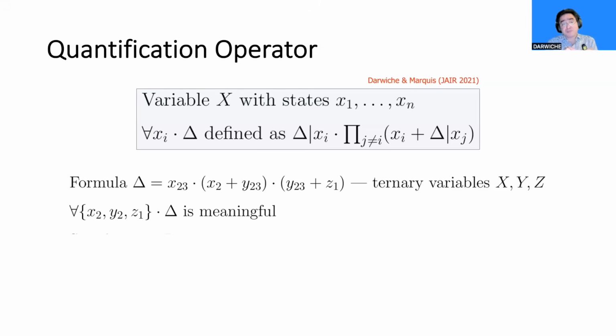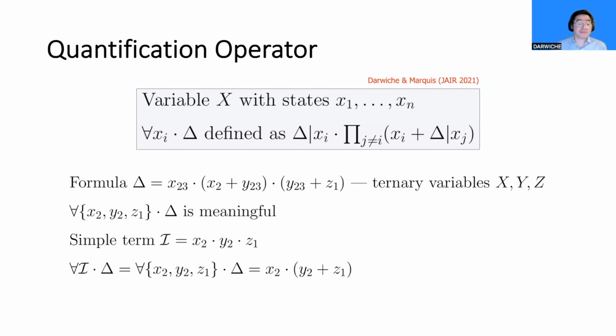Now, we're going to even do something nicer in terms of notation. Suppose we have a simple term like this, which is a variable instantiation, right? So X took this particular state, Y took this particular state, and these took this particular state. We will write this.